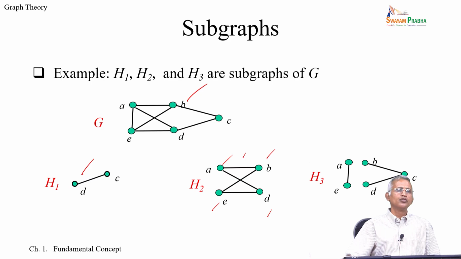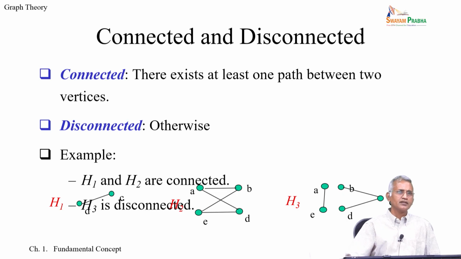Now, we have three subgraphs of G. Next, connected and disconnected. Connected means there exists at least one path between two vertices. A path means a vertex connected with an edge and joined with another vertex. Disconnected means they have no path.